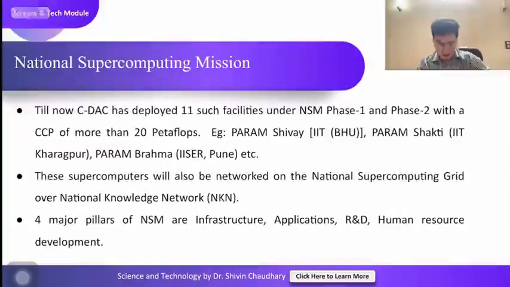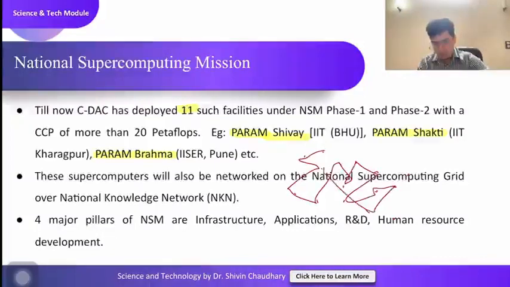Okay, till now 11 have been deployed, and they're all with the name of Param. So Param Shivai, Param Shakti, Param Brahma. This Param prefix is meant to denote a supercomputer in India. So what they'll do, they'll put supercomputers in many research institutes, then connect all of them, right? So it will make a sort of a national supercomputing grid, so that research, etc. can be done much easier, right?